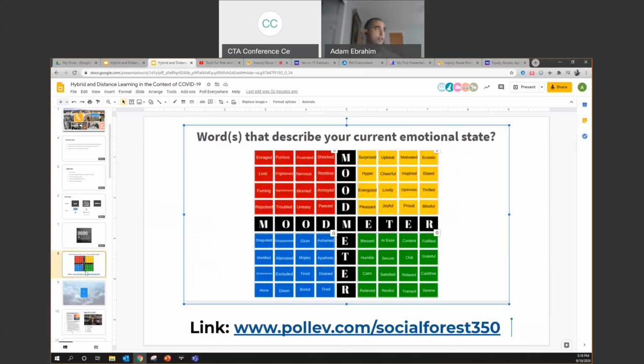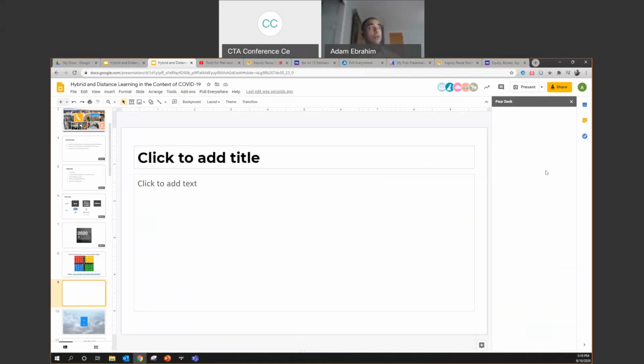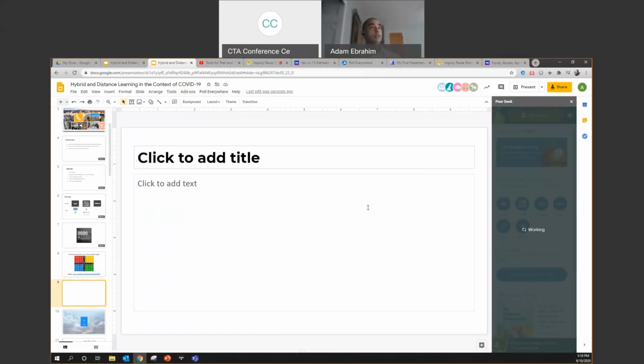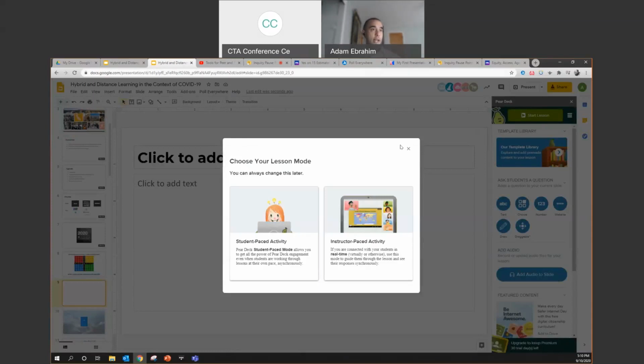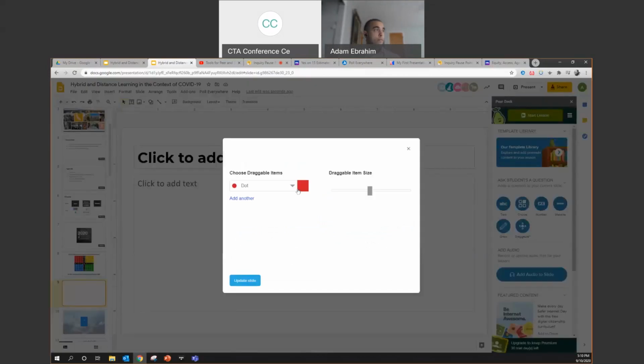Let's say I didn't want to do Poll Everywhere because I don't like it, and I decided to use Pear Deck and I just want to stick with that. If I want to have people put dots on any picture, I just pop open my Pear Deck. Start a lesson. Design a draggable. Decide how big of a thing I want to give them and what color. Stars. Red is angry. Let's go cool. Update slide.